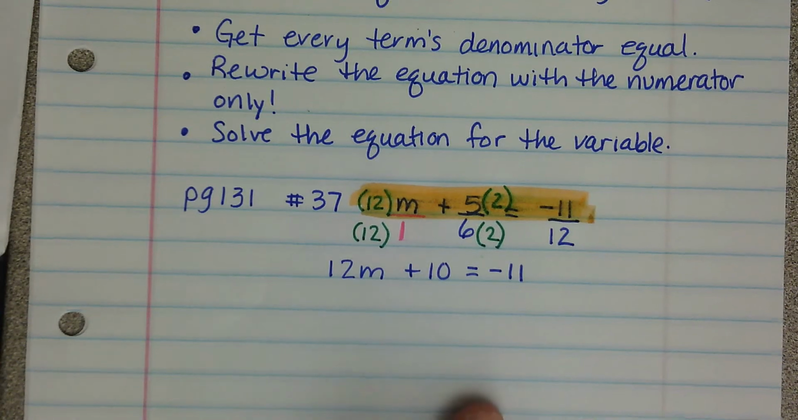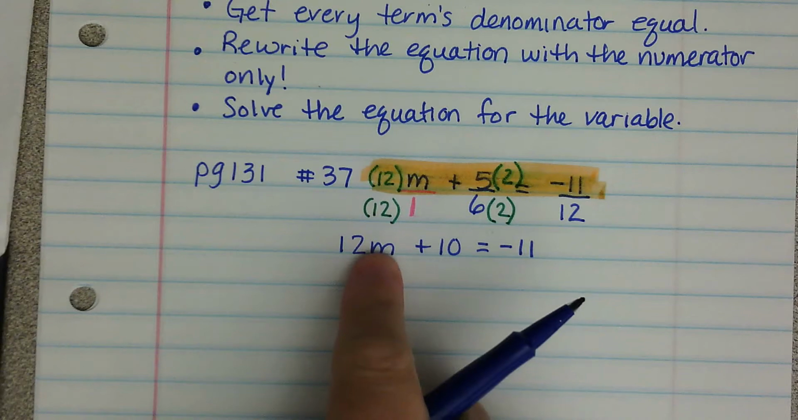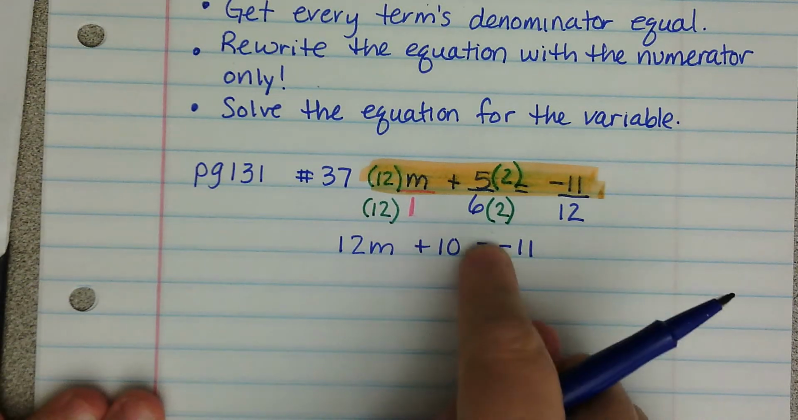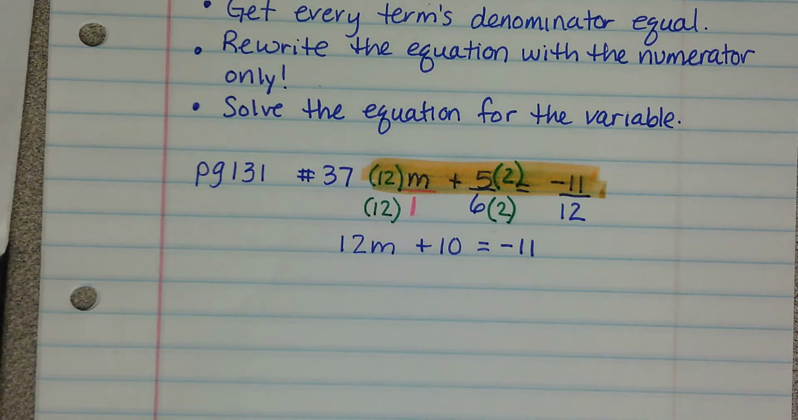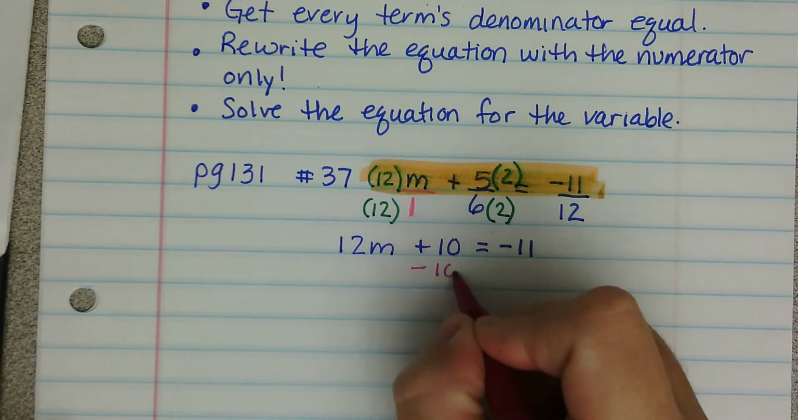And our goal at this point is to solve for m. Now remember, we said if there's a plus sign in it and we need to do inverse operations, we're going to subtract. So at this stage, we are solving the equation for the variable. I have to get rid of the constant first, so I'm going to subtract 10 on both sides.